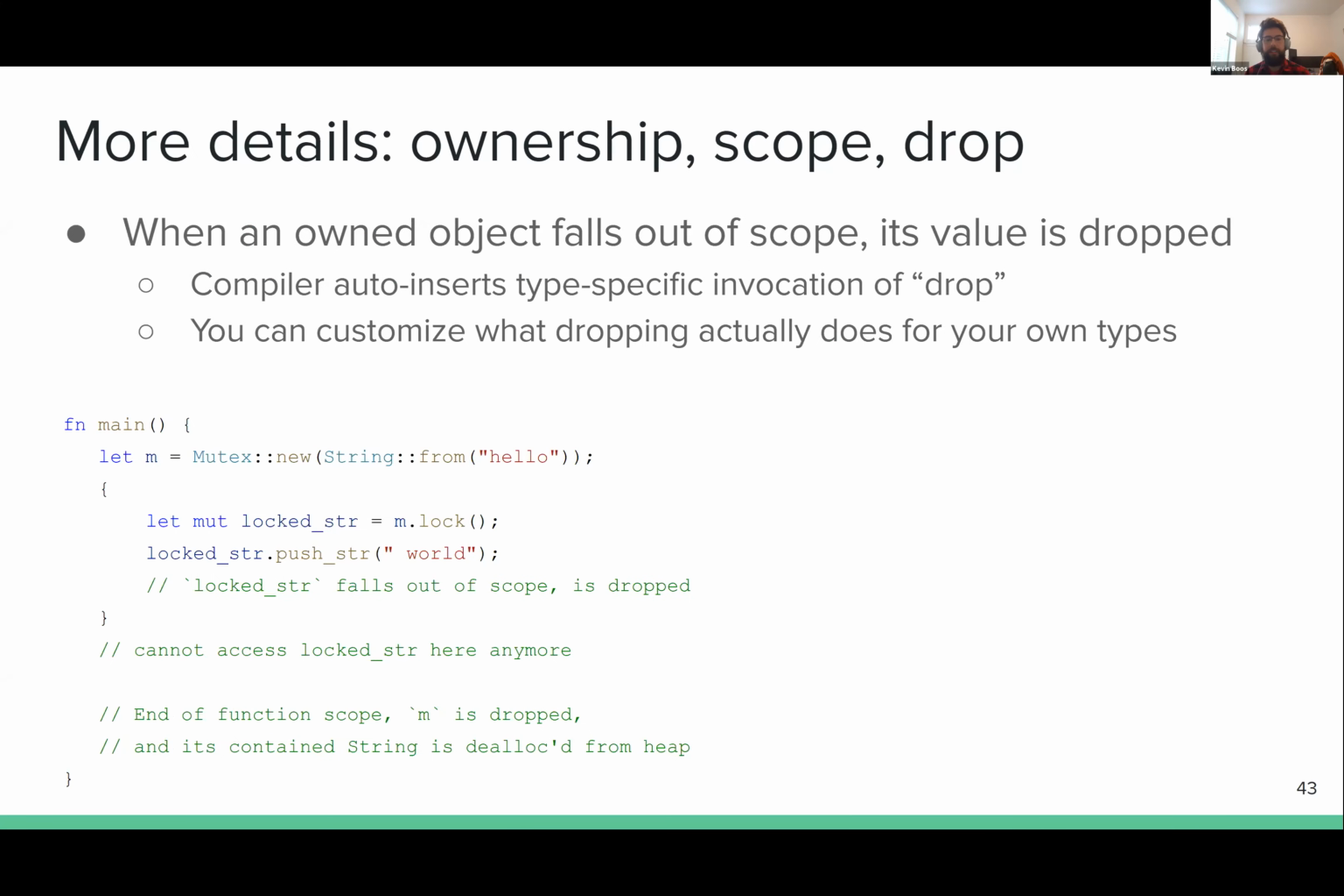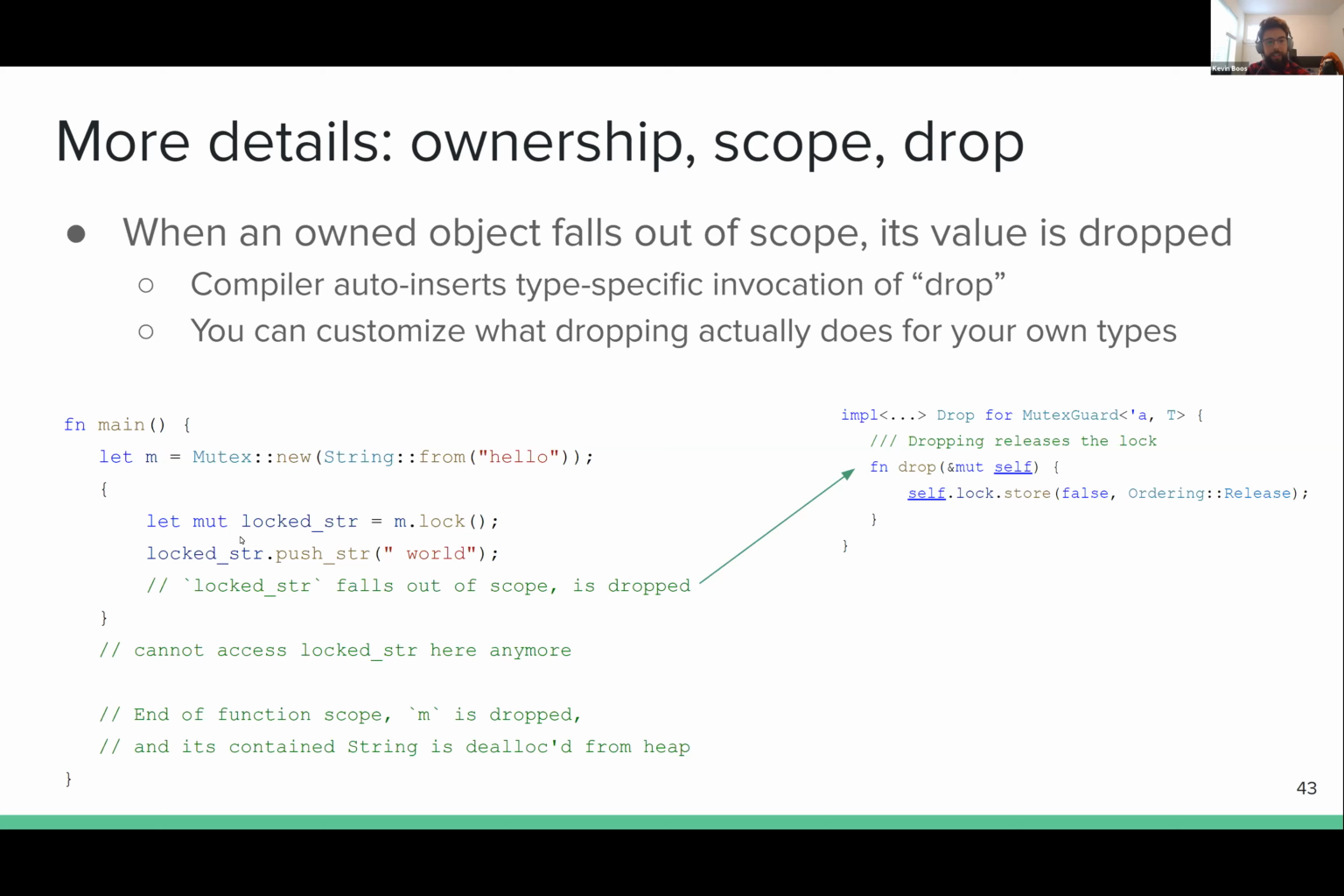So a couple more details. I think I've already mentioned this, but just to reemphasize, when an object that is owned falls out of scope, the compiler auto-inserts a call to its type-specific invocation of drop, right? And for each type that you define, you can actually customize what the action of drop does, right? So for the case of a string or something, you would deallocate all of the memory that backs those characters on the heap, right? Something more interesting, like let's say you had a mutex, right?